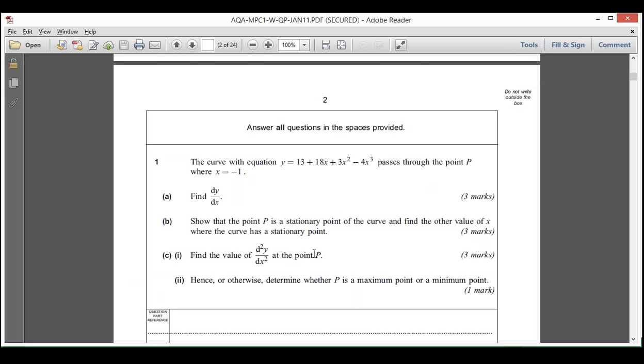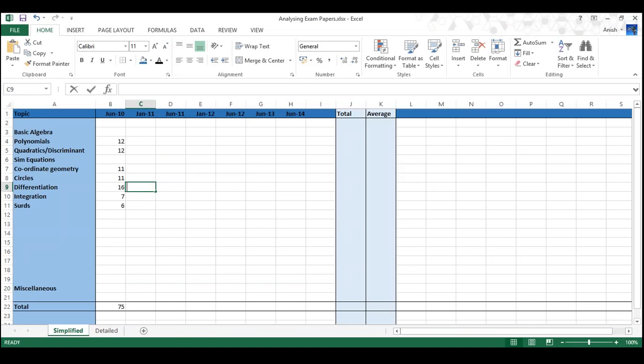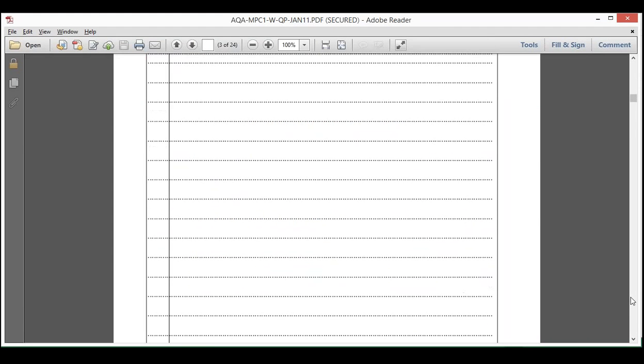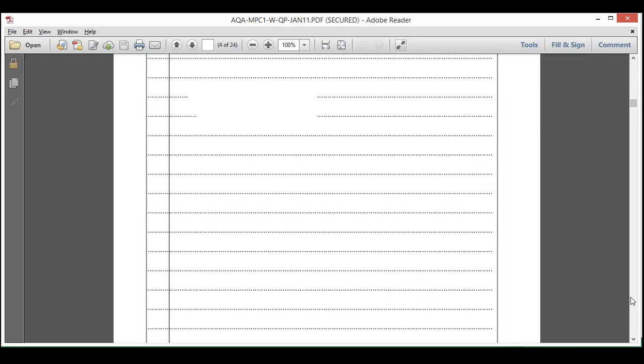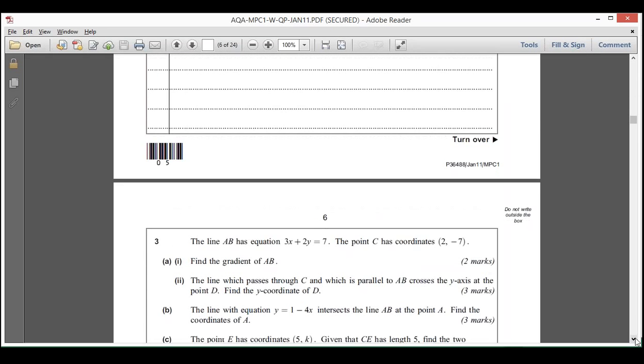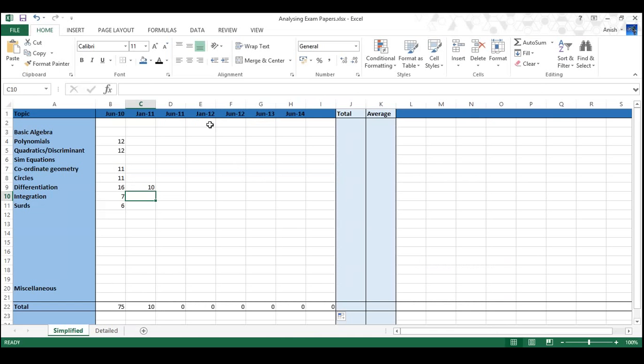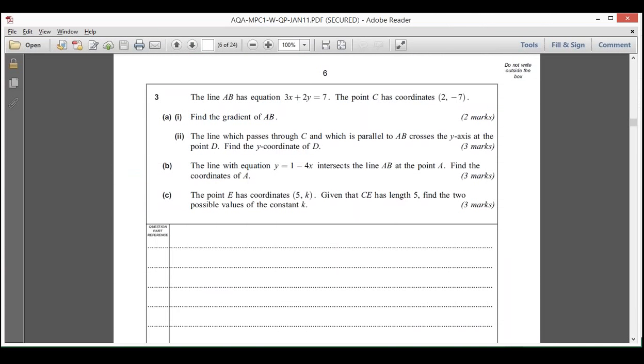Right, find dy by dx, find d2y by dx2. So this is differentiation, that's 10 marks. Copy this formula. Okay, we've got surds, 5 marks. And this is coordinate geometry, 11 marks. So you've got surds, 5 marks. Coordinate geometry, 11 marks. Right, even though we've only done 2 papers, you can start to see some patterns already.